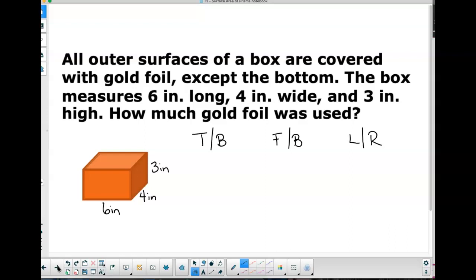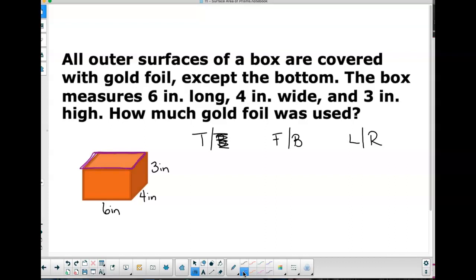Are we covering all 6 surfaces? No, which one am I going to get rid of? Just the bottom. I don't want this piece. I'm going to cross off the B. I only want the top. Okay, so let's start with the top. I'm going to outline it in purple here.